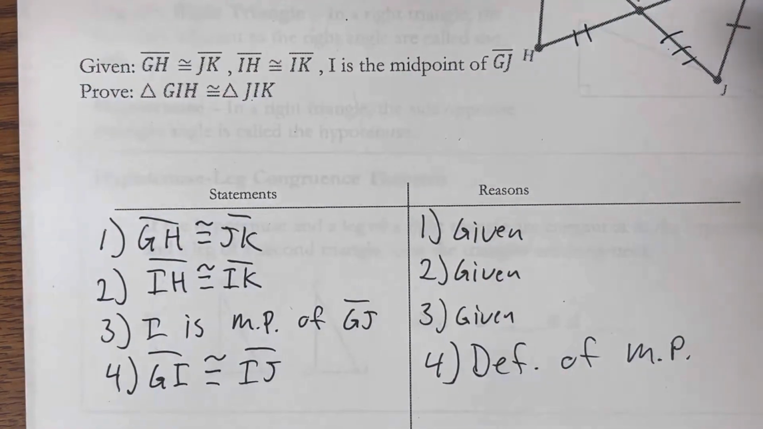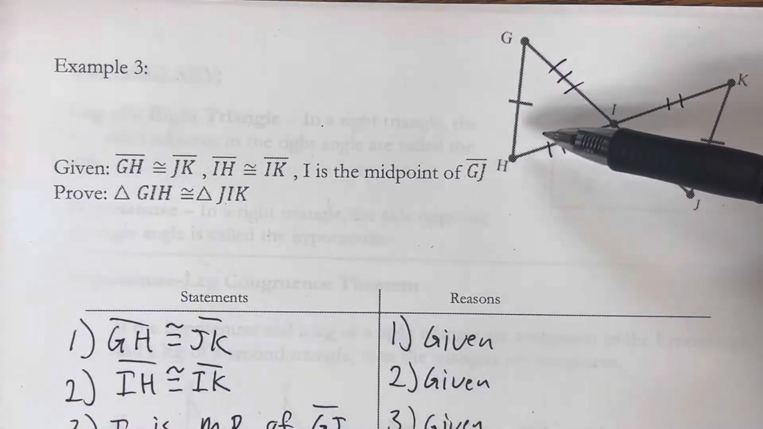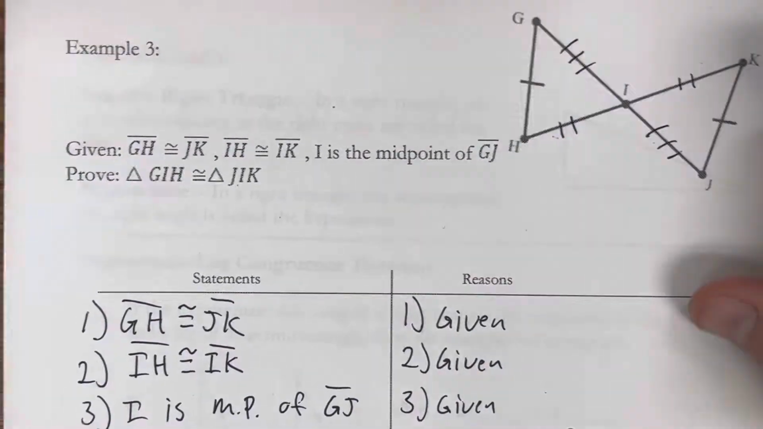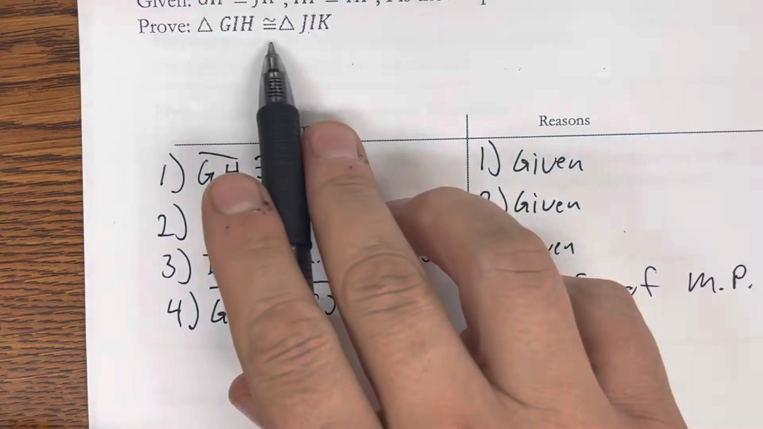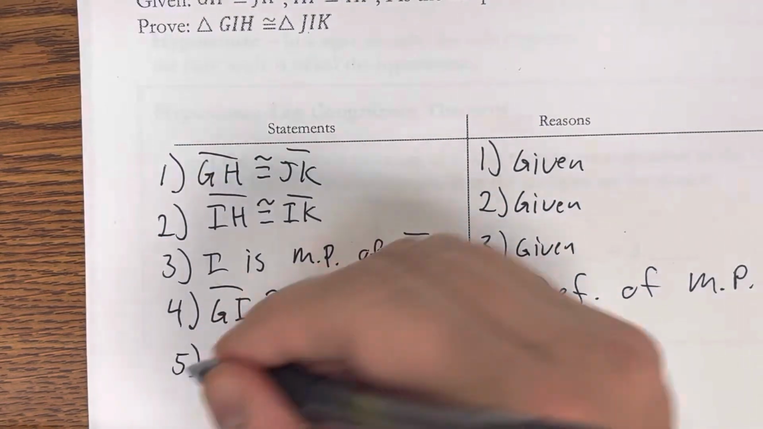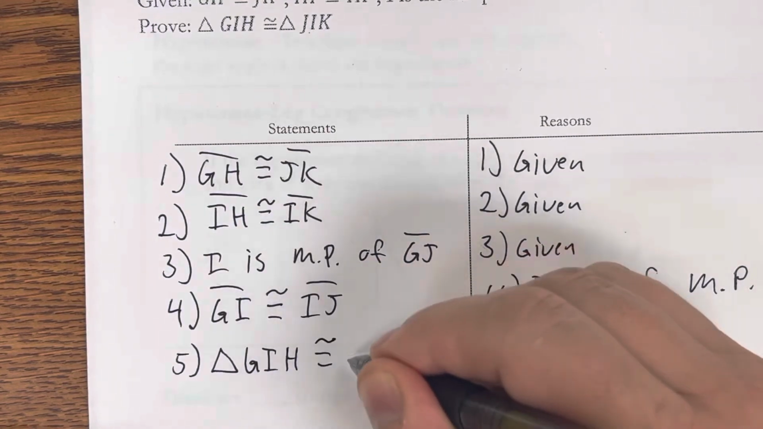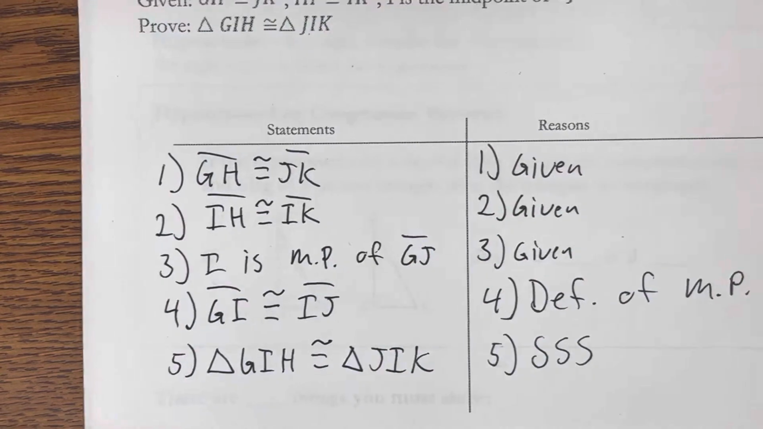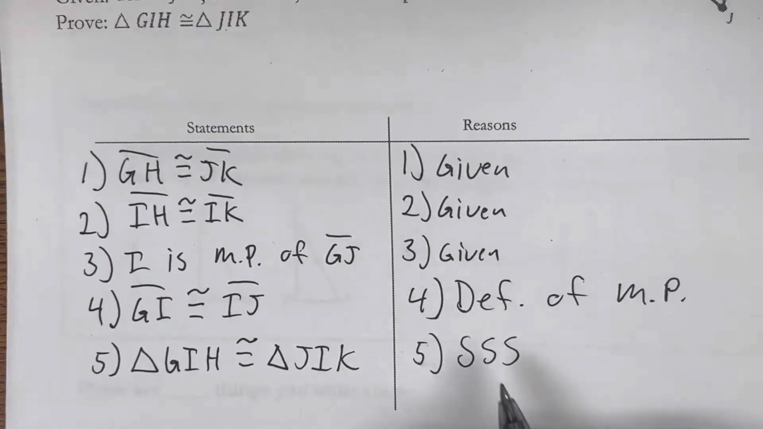I abbreviate midpoint. And finally, looking at our diagram, we now have enough to say they're congruent by side, side, side. So I'm going to finish using side, side, side. And we'll write it exactly like we were proving. Step 5, triangle GIH is indeed congruent to triangle JIK. So we finished another proof. Like we said, you're going to end these proofs with one of these shortcuts. Side, side, side, side angle, side, etc.